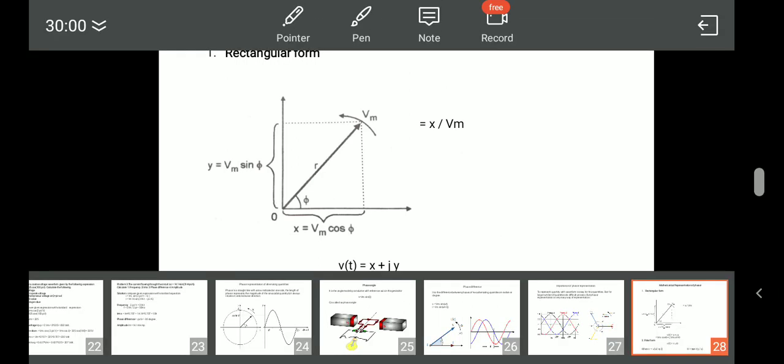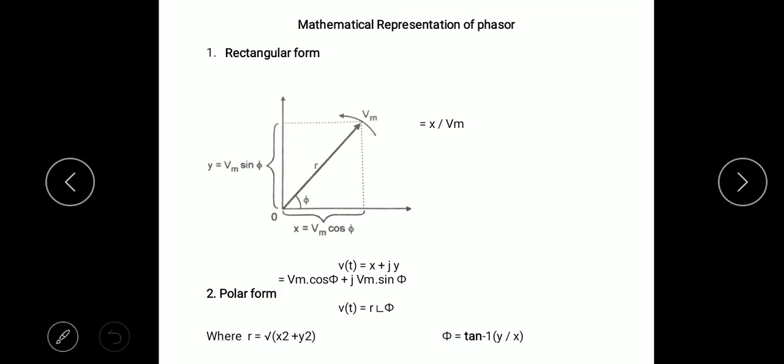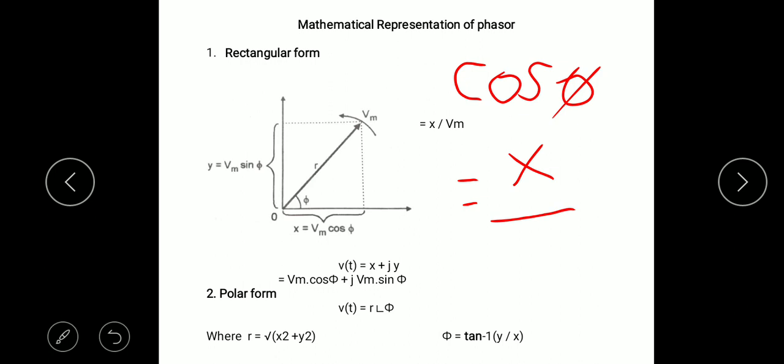So we can write cos of theta is equal to what? Adjacent side. What is the adjacent side for that angle? It is x, divided by the diagonal, which is r. Okay, so cos theta is equal to x by r.